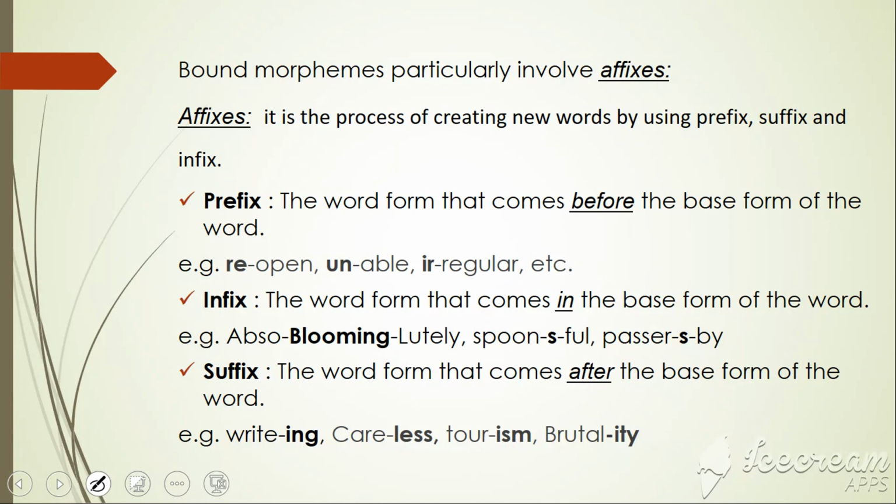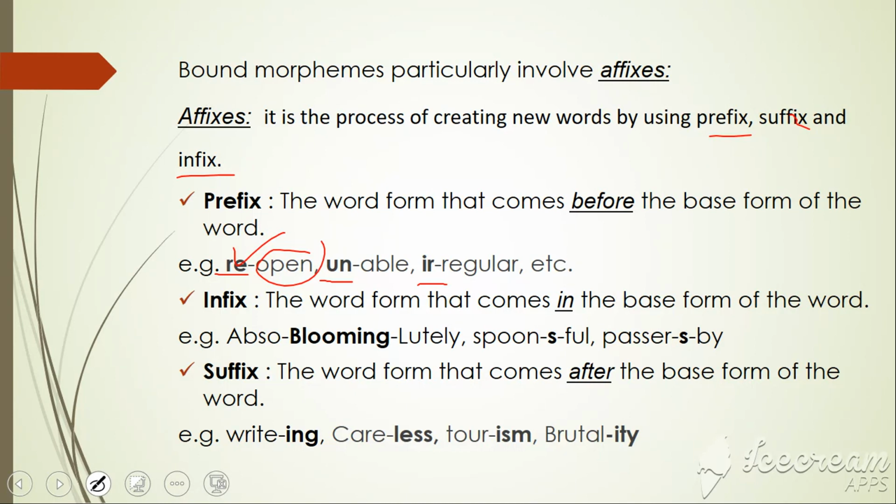So what are affixes? The question comes to mind. It is the process of creating new words by using prefix, suffix and infix. So what is a prefix? The word element that comes before the base form of the word is called a prefix. In reopen, we can see re is the part that comes before the base form. Un is a form that comes before the base form. Here we can analyze open is the base form and re is the word element that comes before that base form. So we can say re is the prefix.